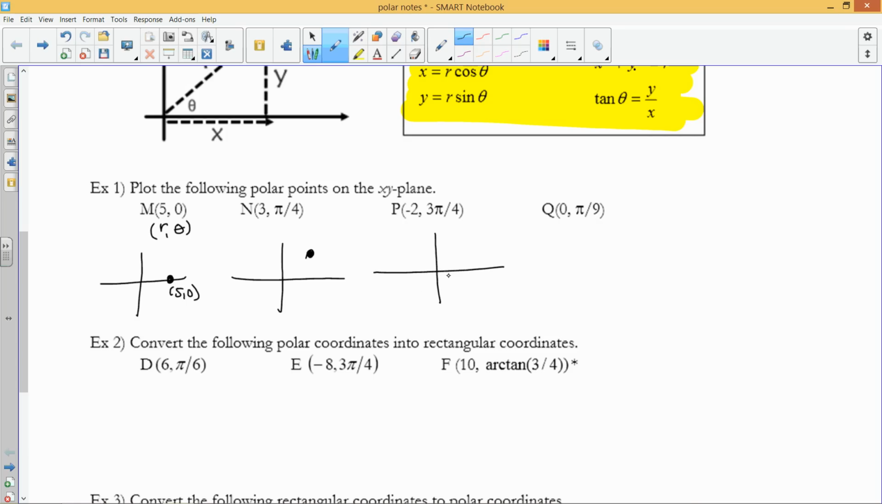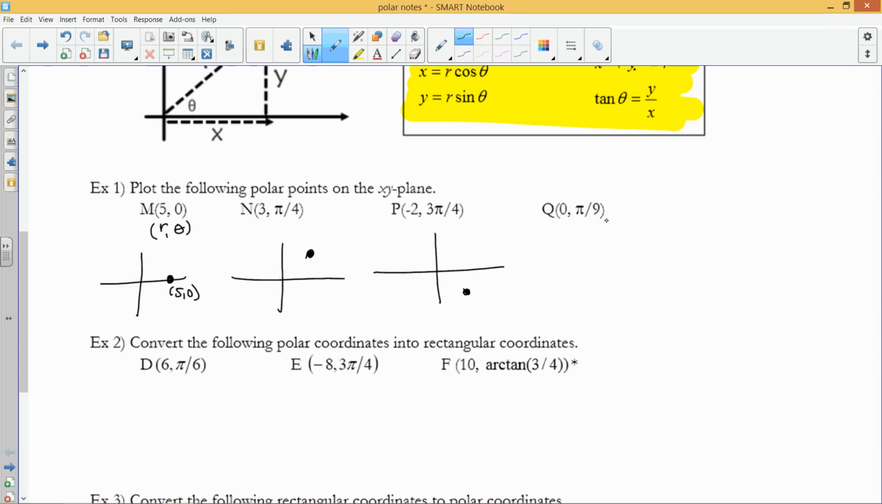(-2, 3 pi over 4): 2 units away from the origin. 3 pi over 4 puts me here, but then I have to go in exactly the opposite direction. So there you go. Another way to plot this, if you want, you could start at -2 on the x-axis and then actually go 3 pi over 4 away from that to get you to the same place.